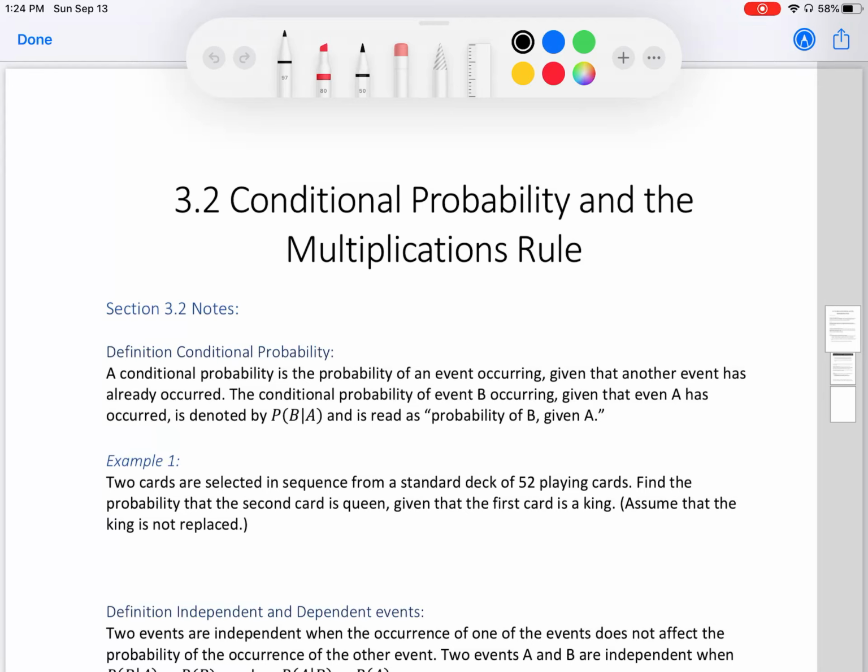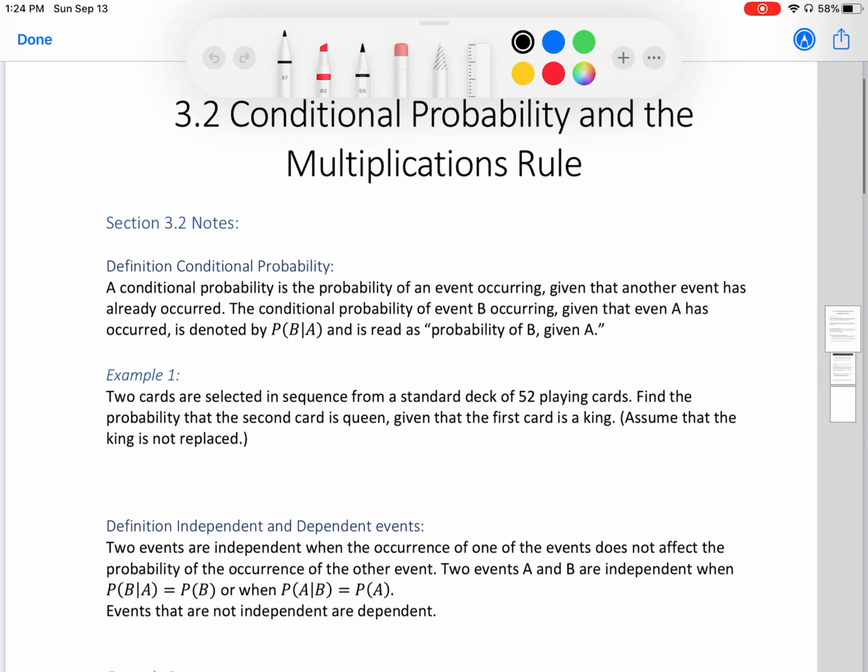Section 3.2, Conditional Probability and the Multiplication Rule. Let's begin with the definition of conditional probability. A conditional probability is the probability of an event occurring given that the other event has already occurred. The conditional probability of event B occurring given that event A has occurred is denoted as P(B|A), and it's read as probability of B given A.